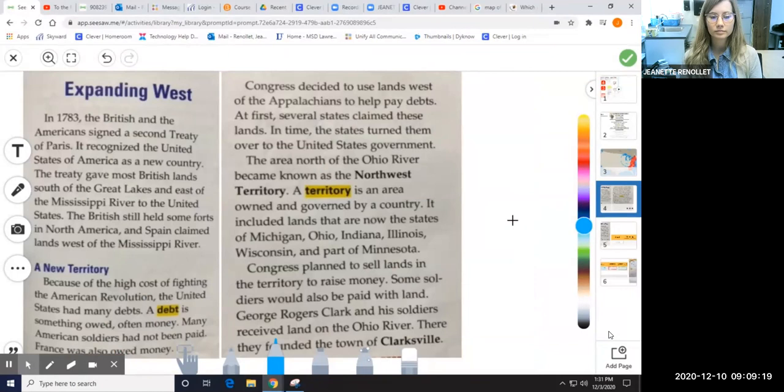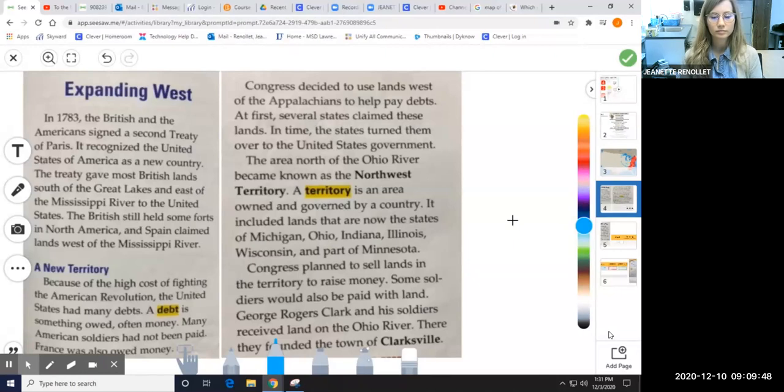In 1783, the British and the Americans signed a second Treaty of Paris. It recognized the United States of America as a new country. The treaty gave most British land south of the Great Lakes and east of the Mississippi River to the United States. The British still held some forts in North America, and Spain claimed lands west of the Mississippi River.